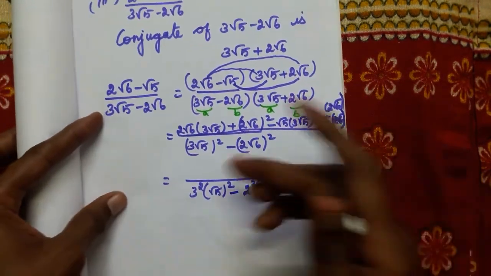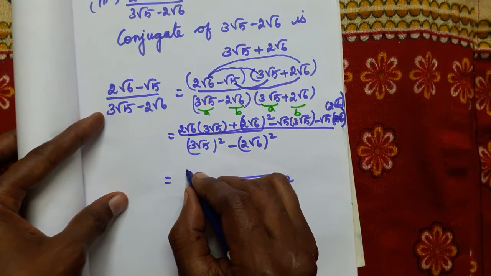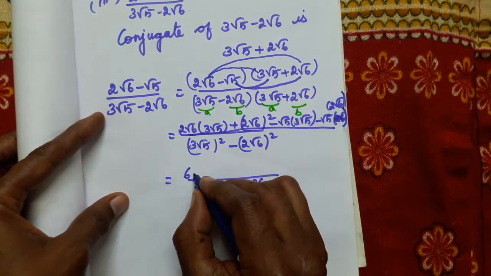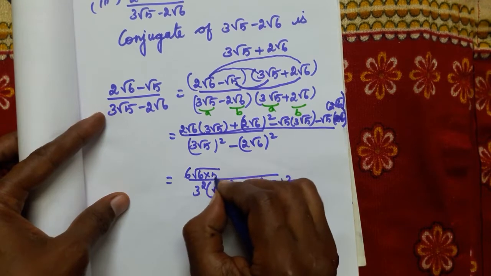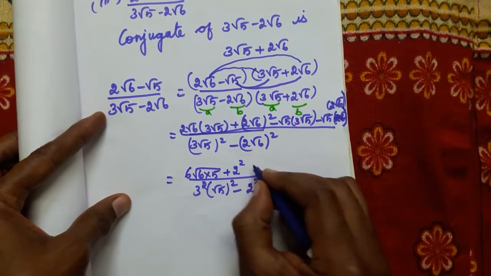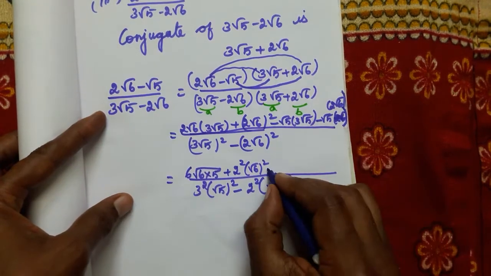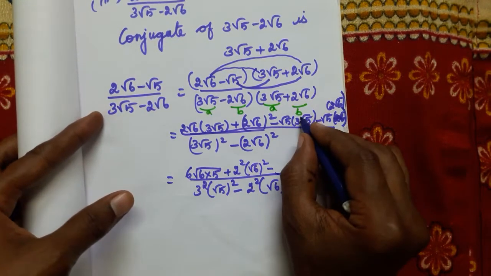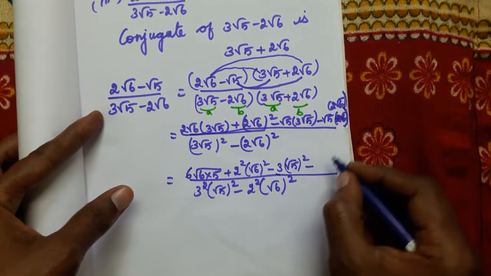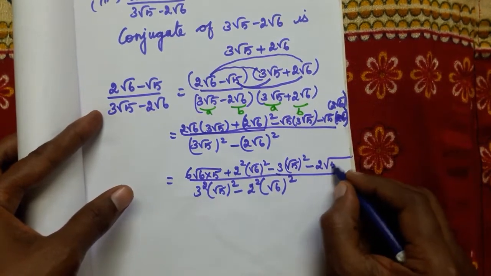In the numerator, 2 into 3 is 6. Coefficients we multiply separately. 2 into 3 is 6, and root 6 into root 5 means root 6 into 5. Next, plus 2 root 6 the whole square means 2 square into root 6 the whole square. Next, minus 1 into 3, coefficient 3, root 5 into root 5, root 5 the whole square. Minus, next 1 into 2, 2, root 5 into root 6, root 5 into 6.